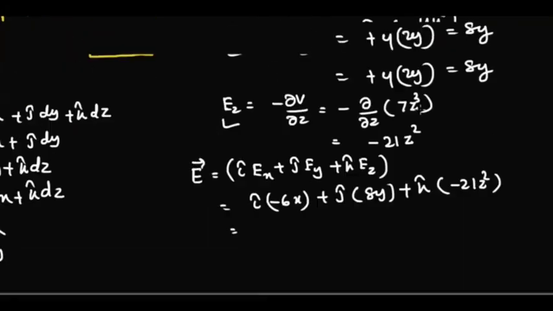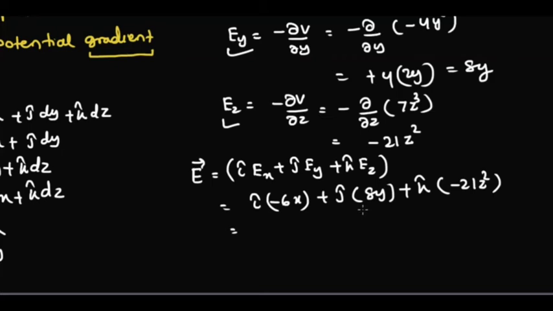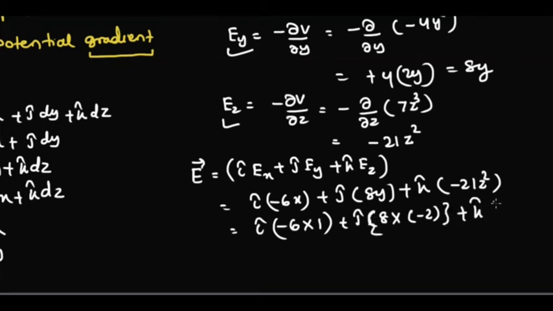So you have to just put 1 in place of x, minus 2 in place of y and 3 in place of z. So just put I cap into minus 6 into x is 1, plus j cap into 8 into y is minus 2, and then plus k cap into minus 21 into z square. Z is 3, so 3 square. So it will be minus 6 I cap, and 8 into minus 2 will be minus 16, minus 16 j cap, and this will be 3 square 9, 9 into 21 is 189.